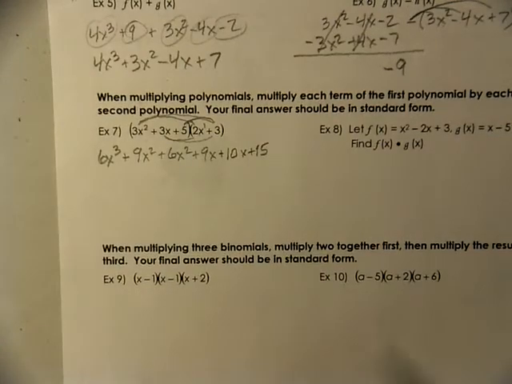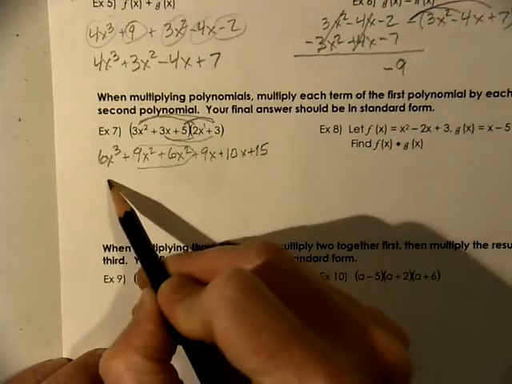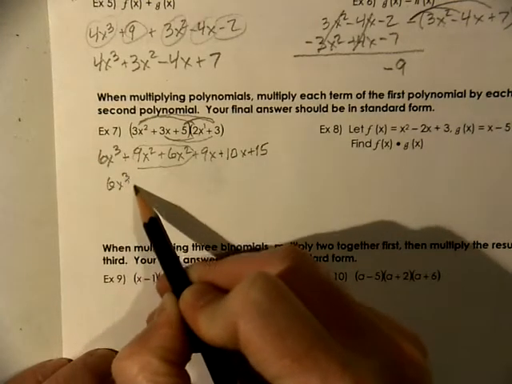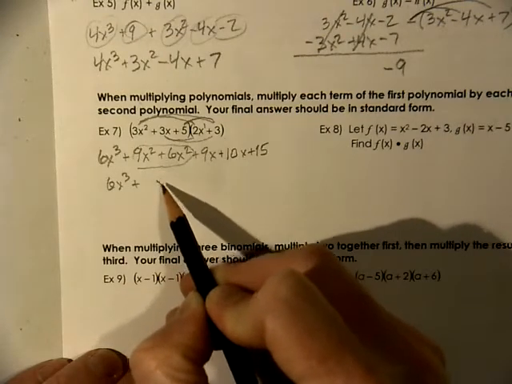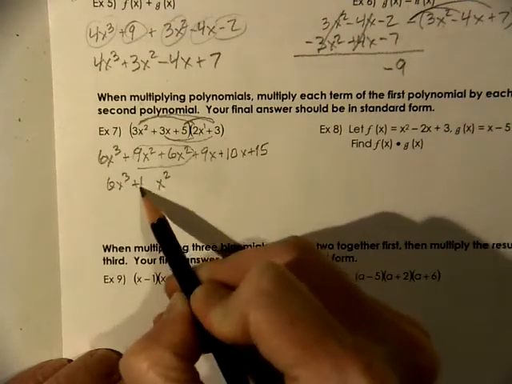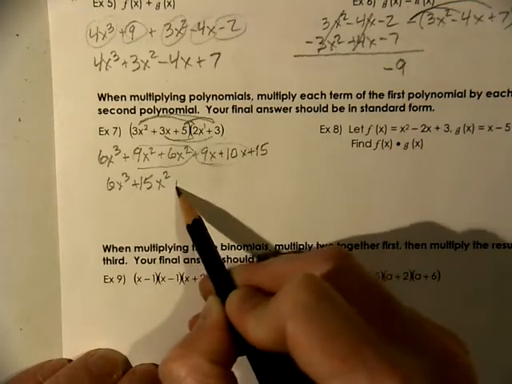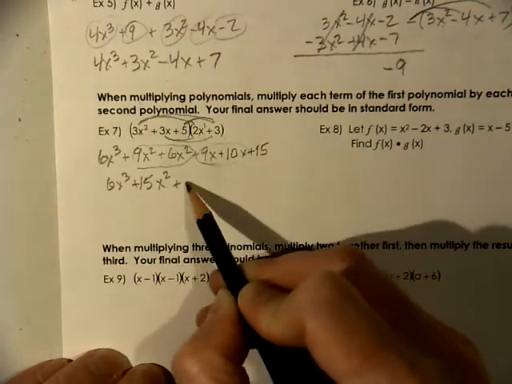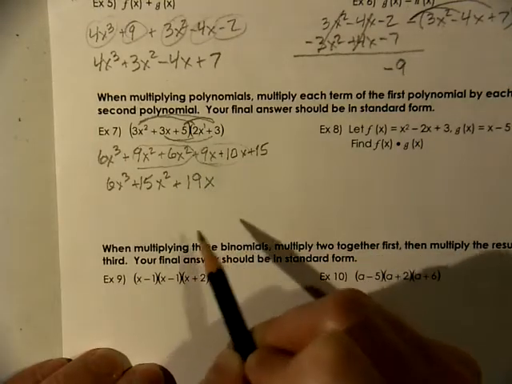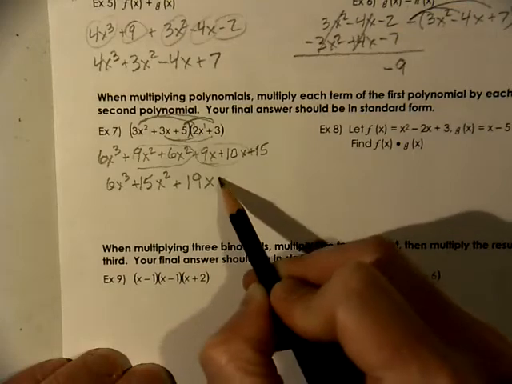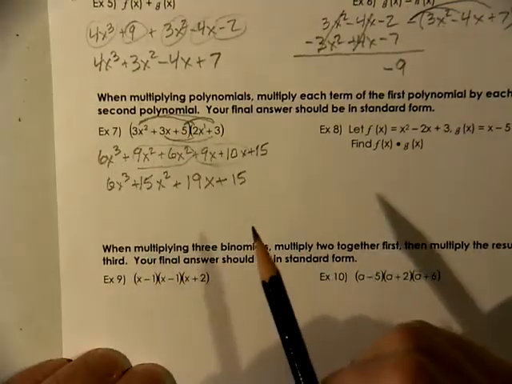We collect our like terms, which is our 9 and our 6. So we have 6x cubed plus x squared, and x squared is going to still make x squared when you're adding them, but 9 and 6 make 15. When you're adding x's, you're still going to get x, but 9 and 10 make 19x because we're adding. Adding doesn't change the exponent. Only multiplying changes the exponent.